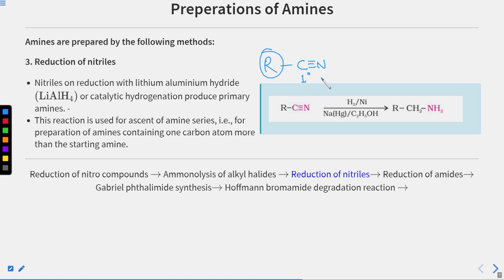Now, no matter which reduction method we utilize, we cannot change the number of R groups that are attached to this carbon. Therefore, it will result in a primary amine only. And not only in this method, in the upcoming methods you will see that most of the methods are appropriate for primary amines only.